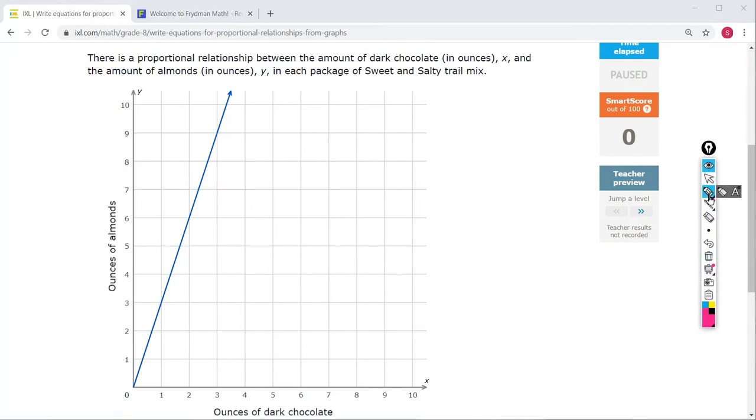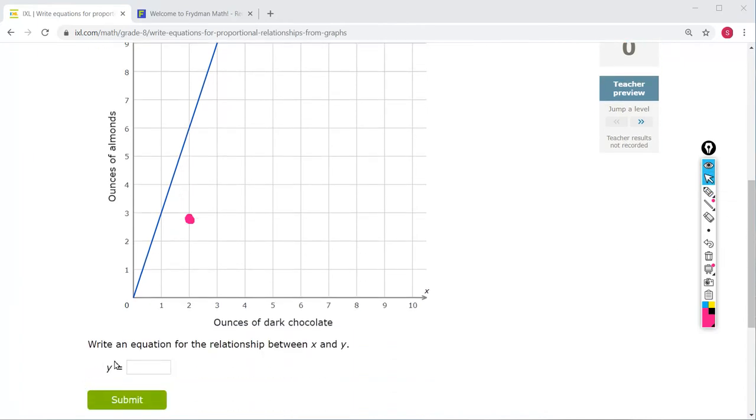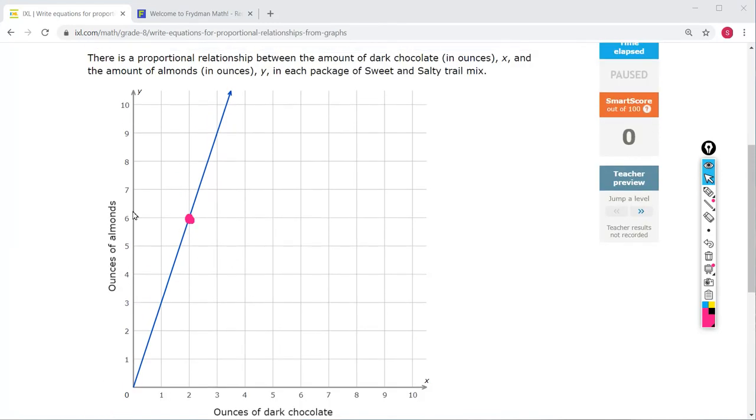So we're just going to pick any point except 0, 0. Do not pick 0, 0. Any other point is fine. So how about this point over here? And let's see what IXL said. Okay, so they said Y and X. So let me write Y over X over here. Now, our Y coordinate is 6.